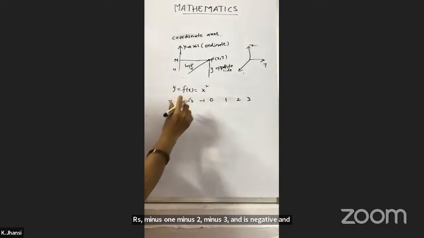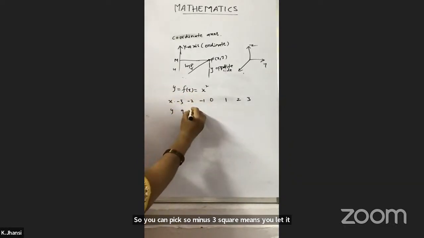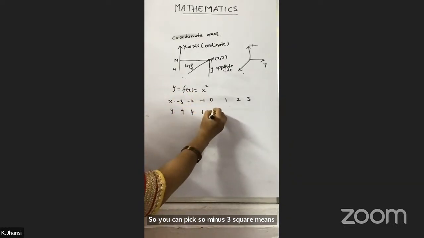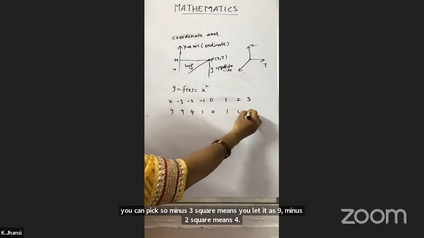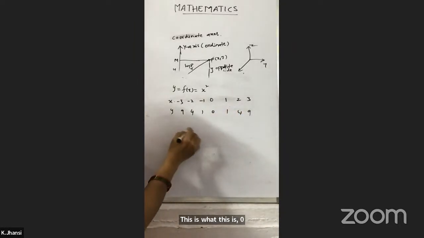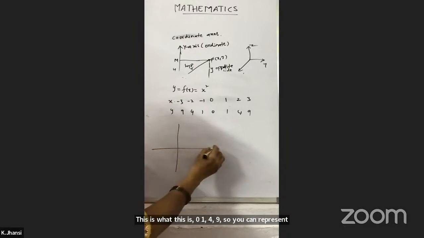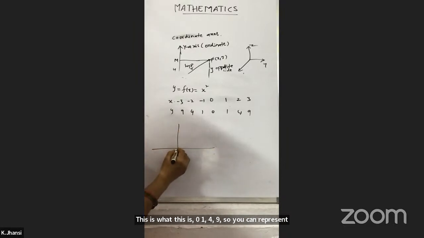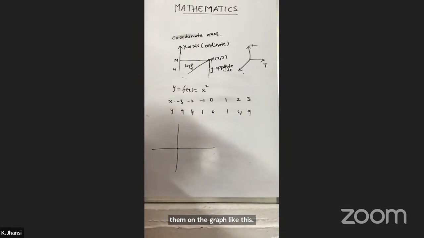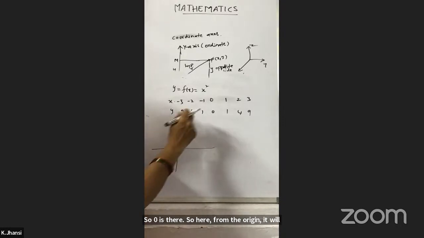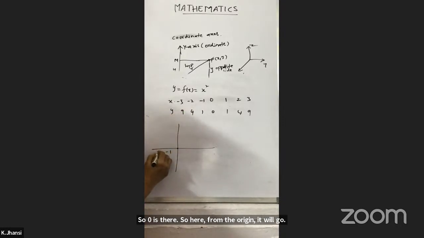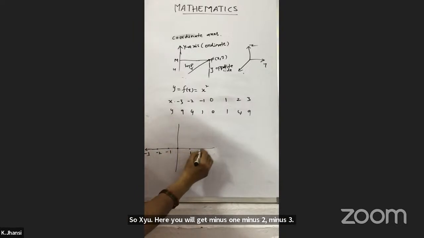So minus 3 square means you will get 9. Minus 2 square means 4. This is 1. This is 0, 1, 4, 9. So you can represent them on the graph like this. 0 is there, so from the origin it will go. On the x value, here you will get minus 1, minus 2, minus 3. This is x dash. 1, 2, 3. Here 1, 2, and 3.